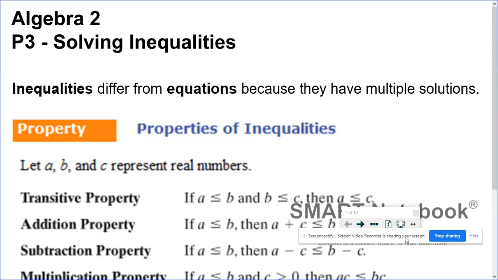Welcome to lesson P3. In P2, we solved equations. P3, we're solving inequalities. A lot of the rules are going to be the same, and there's one really important difference. Let's talk about that.